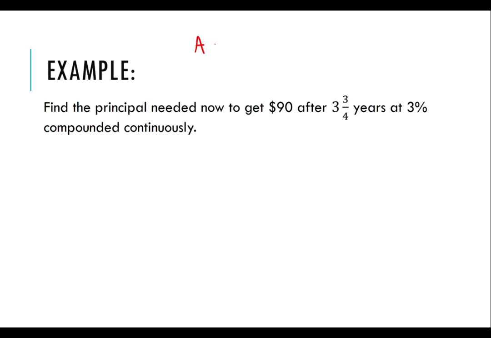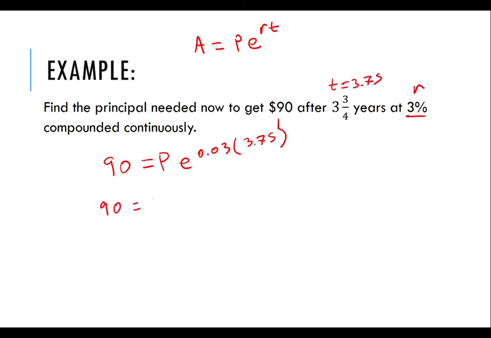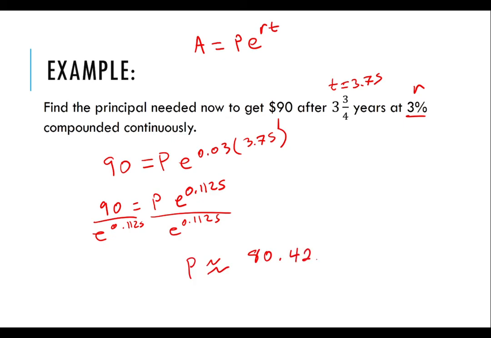Now let's find the principal needed to get $90 after 3 3/4 years at 3% compounded continuously. Well, since our formula is A is equal to P times e raised to the rt, we know that we need to get an amount of $90, and we don't know the principal, that's what we're looking for, times e raised to the r, which is 0.03, there's our rate, and times our time, which is 3 3/4, or 3.75. So I get that 90 is equal to P times e raised to the 0.1125. Now I'm going to divide by e to the 0.1125, and I get that P is approximately $80.42.